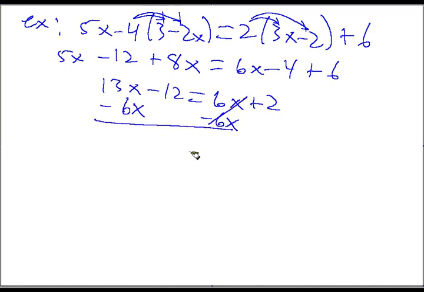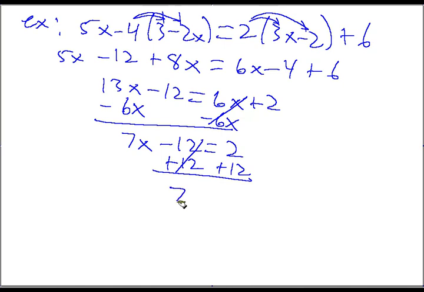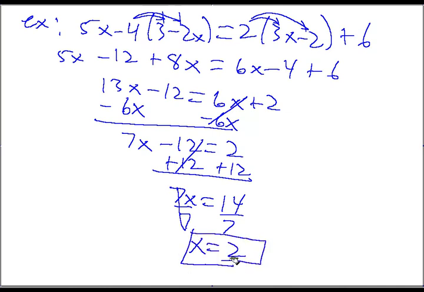Again, you take your pick which side you want x to be on. It's entirely up to you. I want to keep things positive, so I'm going to get the x on the left to make that happen. So I get 7x here, minus 12 equal to 2. Let's add 12 to both sides of the equation. So therefore, I get 7x is equal to 14. So then dividing by 7, we have a result of positive 2. Okay, so we get positive 2 as our result.